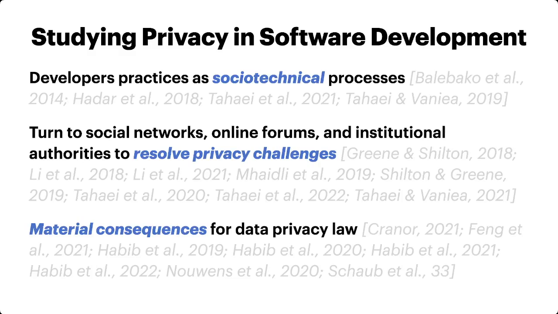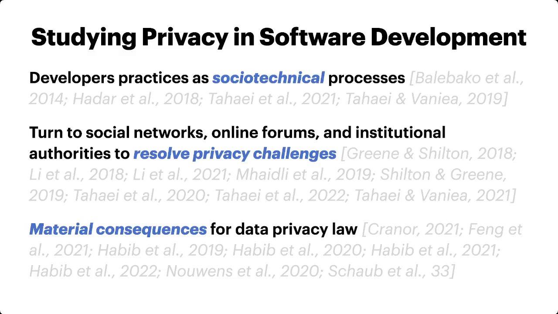Collectively, these studies have found that developers are often generally uncertain about how to tackle challenging privacy questions, and that they often rely on social networks, online forums, and institutional authorities. Studies have also demonstrated that how developers approach privacy work is important because their decisions shape privacy features, which in turn can carry material consequences for user outcomes, especially in terms of the effects of laws like the GDPR and CCPA.